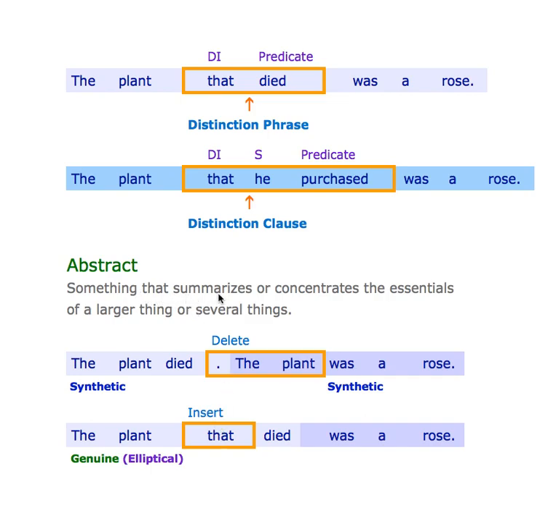So did we summarize, did we concentrate the essentials of a larger thing into this? Yes, we did. You see? See, we're qualified. Something that summarizes or concentrates the essentials of a larger thing, and that's this. All right, we did that. We summarized, we concentrated, and we came up with this beautiful thing called the distinction indicator. I know, I'm sorry, I got to stop hitting the wrong buttons.